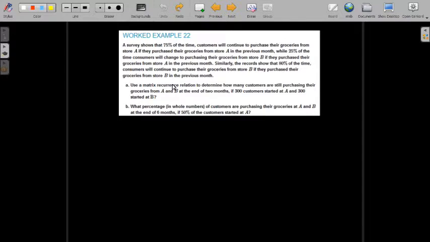Use a matrix recurrence relation to determine how many customers are still purchasing their groceries from A and B at the end of 2 months, if we've got 300 starting at A, 300 starting at B. Well, straight away, we can look at that. So we've got 300 customers starting at A, 300 starting at B. That's going to be our initial matrix. So we've got 300 from A, 300 from B.